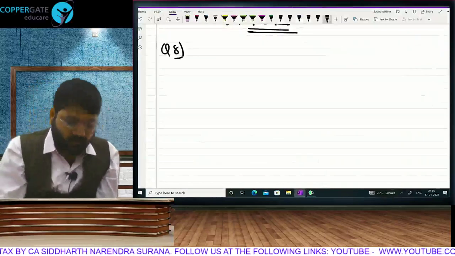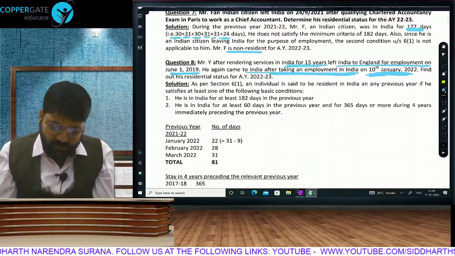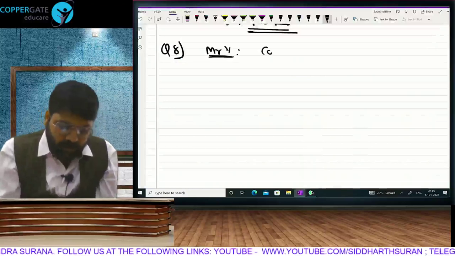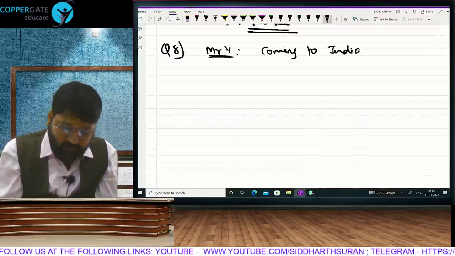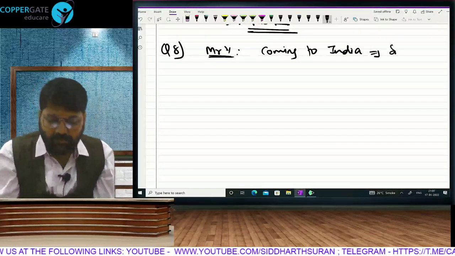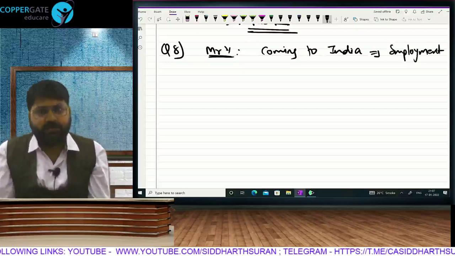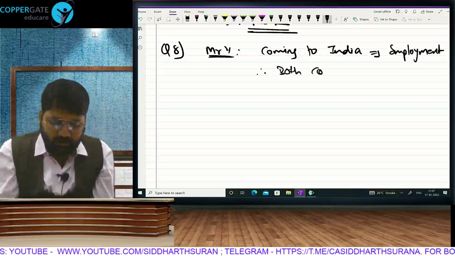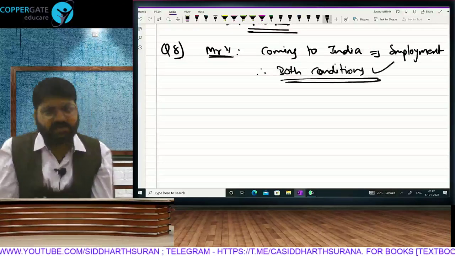Let's do it a little properly. Okay. First of all, what is the name of the assessee? Mr. Y. He is coming to India. For what purpose? Employment purpose. Therefore, can I say both conditions are applicable to the assessee?